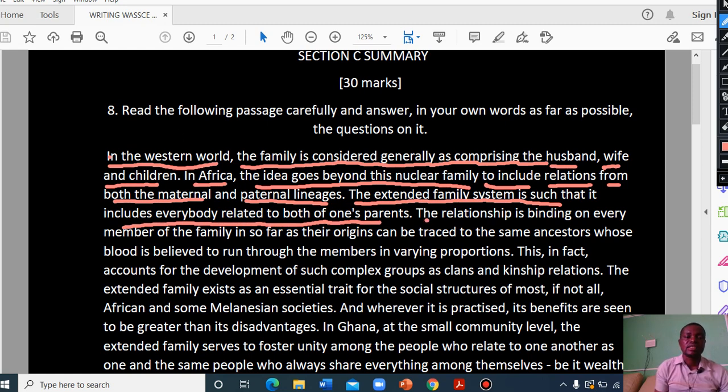So we see that we will get the answer from this first paragraph. That's why I told you, when you read the question, come to the first paragraph to look for the answer. So the nuclear family comprising husband, wife, and children is here. The extended family, the answer is here. You can even come to this side and get the answer. So we now move on to state our answer.